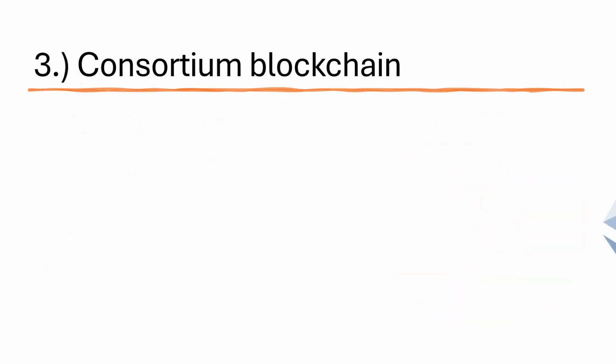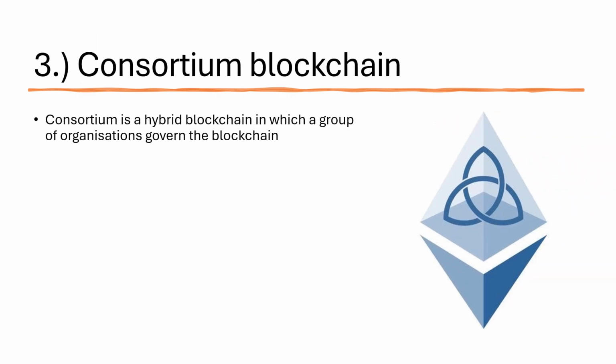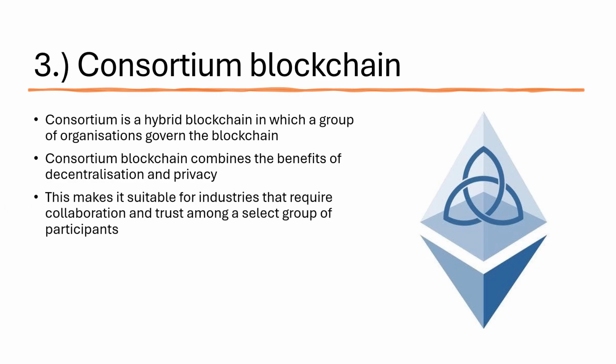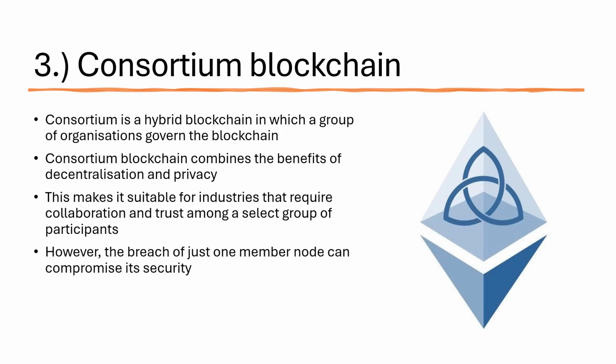Consortium blockchain. Consortium is a hybrid blockchain in which a group of organizations govern the blockchain. Consortium blockchain combines the benefits of decentralization and privacy. This makes it suitable for industries that require collaboration and trust among a select group of participants. However, the breach of just one member node can compromise its security. An example of consortium blockchain is Ethermint.